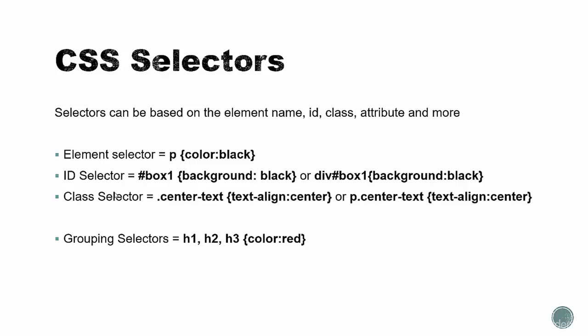And then the class selector uses a period or a dot. You can see here we have a class called center text, and we're just setting it to align the text to the center. Alright, and then again we can use the element if we want to. Here we're saying any paragraphs with the class of center text.